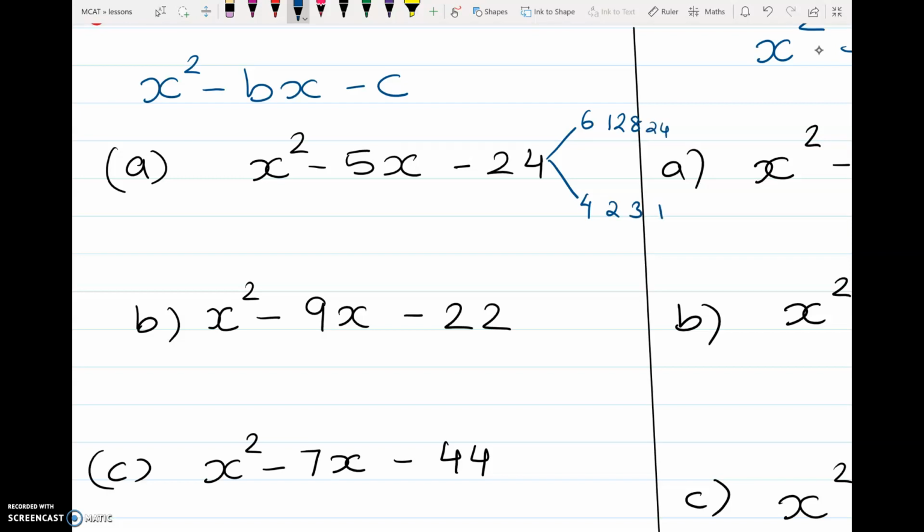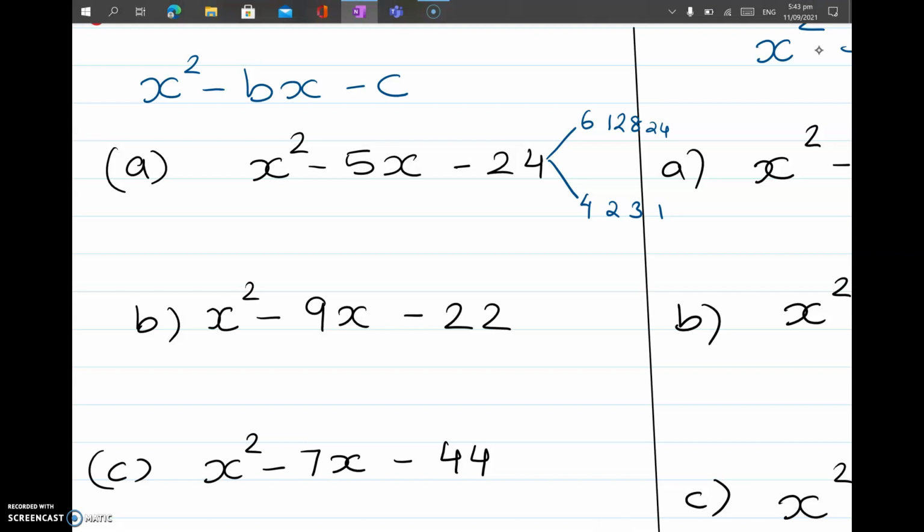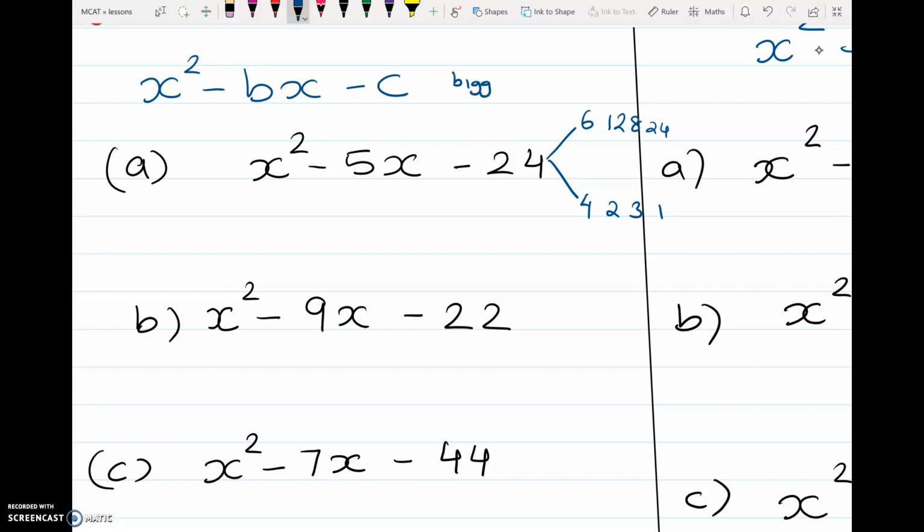In this case, since I have a negative here, it tells me that one of them needs to be negative. And since whenever we add or subtract a number to get a negative answer, the bigger number needs to be negative. So this means our bigger number in this case will be negative. This is something that we have to remember.